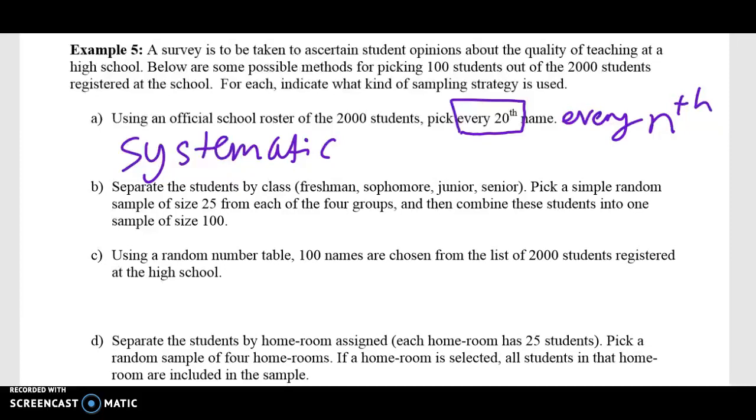And for part B, we're going to separate by class. So we have some different categories. And then we're going to pick 25 from each. So when we're picking the same number from each of the categories, then that's going to be stratified.